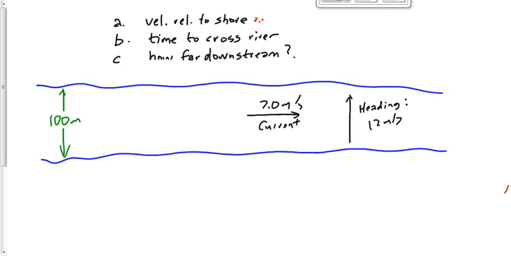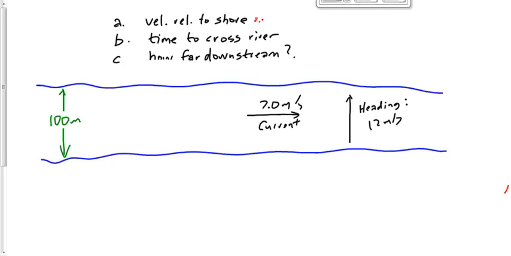Here's a question to work on right away. We've got a river, and in this river, we've got a current going 7 meters per second to the east. We're heading across this river, or aiming across this river, at 12 meters per second, and this river is 100 meters wide. We have 3 questions that go along with this question.